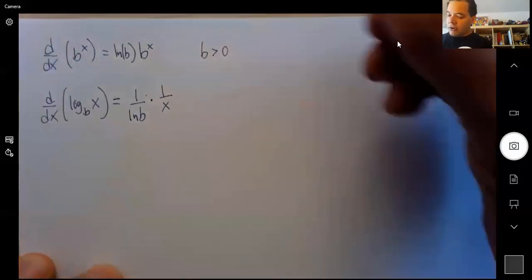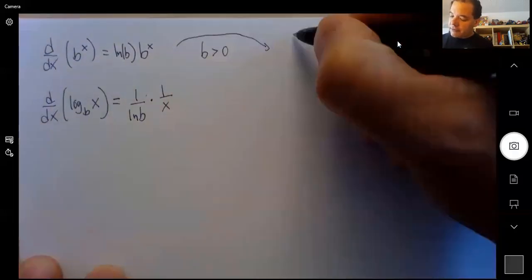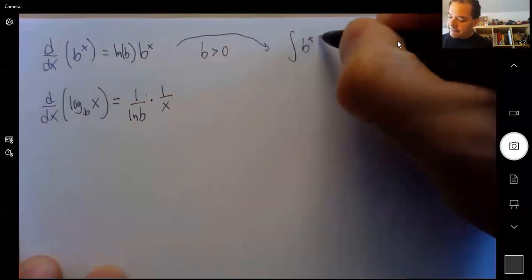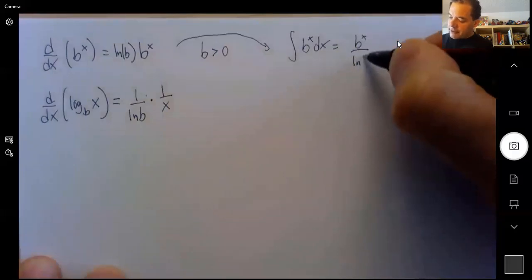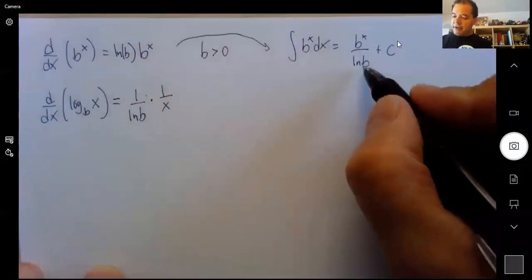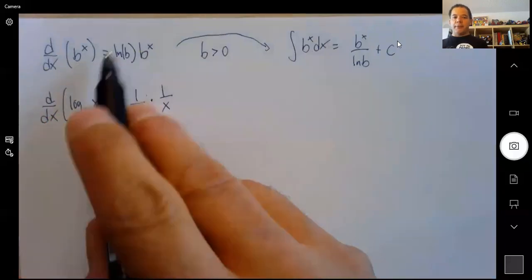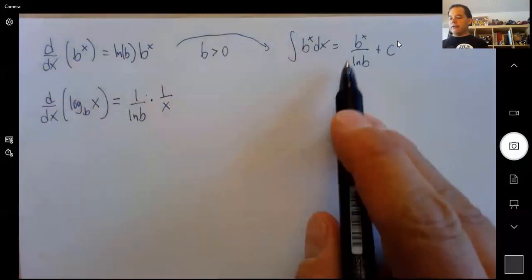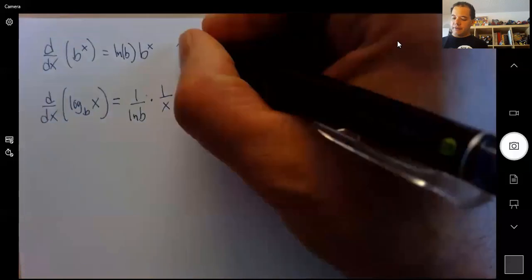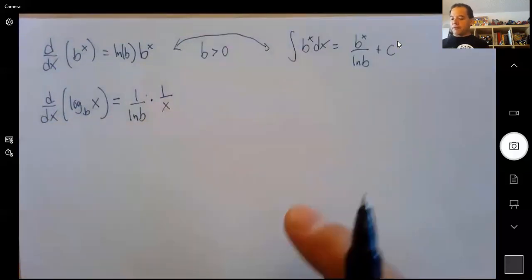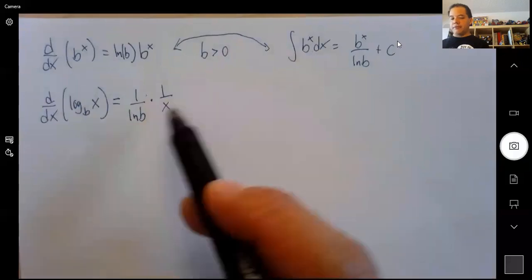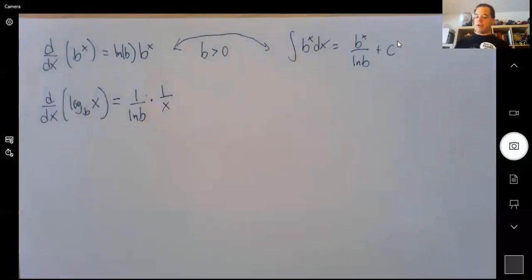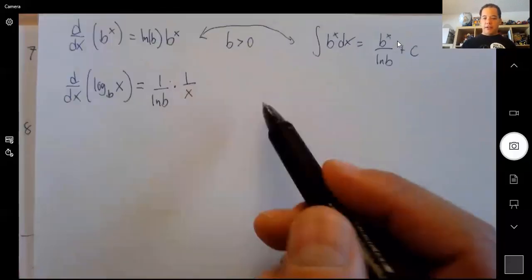Okay, so as a corollary of this one, the integral of b to the x is b to the x over ln b. Right here, you divide. See, to take the derivative, you multiply by ln b. To take the integral, you divide by ln b. Right? So these two go together. Here, the integral of 1 over x, you would use ln. You would never write it in terms of another logarithm. So there's not an equivalence here.